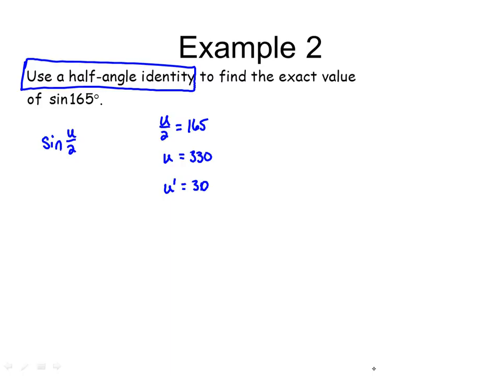So this one, ironically, is exactly the same as the one that we just did. So we have plus or minus the square root of 1 minus cosine of U. We're going to use the reference angle over 2. And like I said, the answer comes out to be, one more time? Yes, it comes out to be exactly the same thing. So you have plus or minus the square root of 2 minus the square root of 3 over 2.